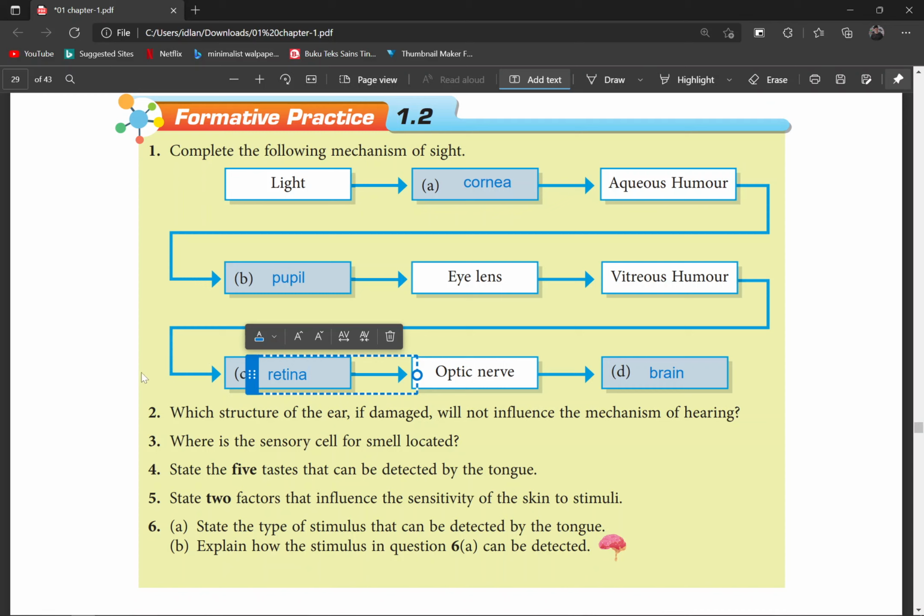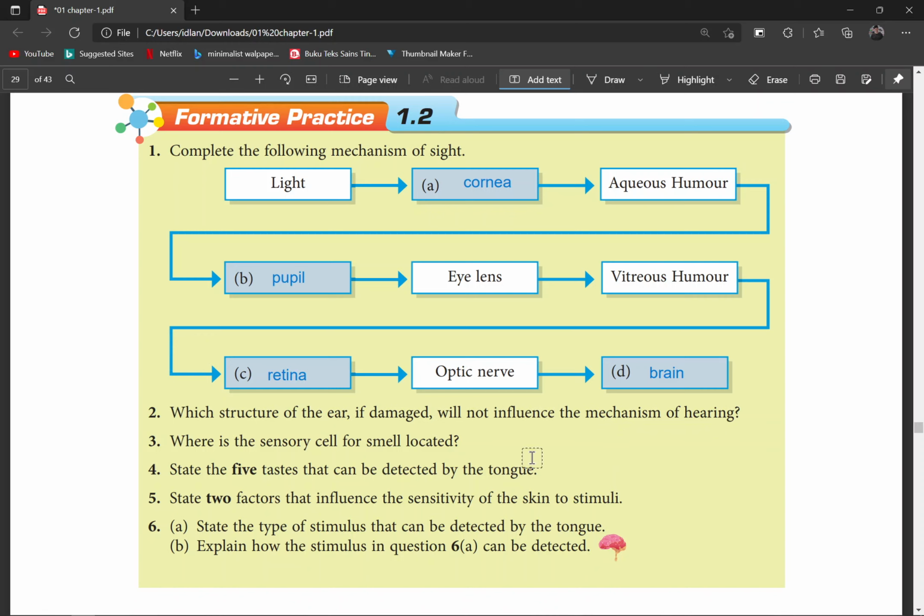Which structure of the ear, if damaged, will not influence the mechanism of hearing? The answer is earlobe. Because of what? It doesn't. The part which collects sound waves is the earlobe, but you can direct it without the need of the earlobe. We have the ear canal. You can direct the sound wave to the eardrum.